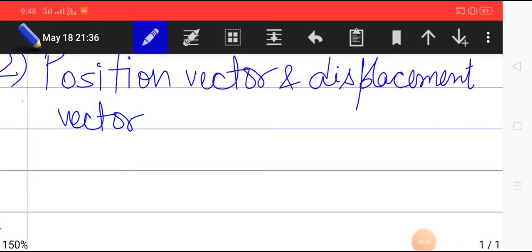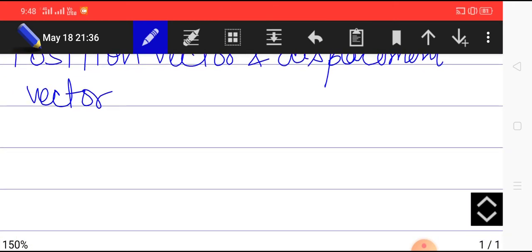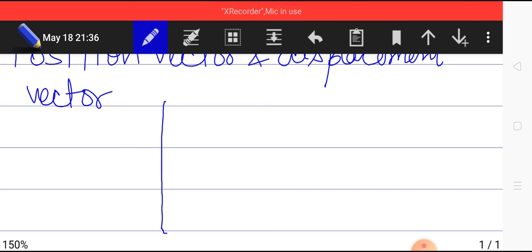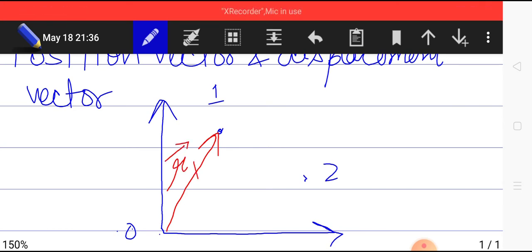Next is very important, position vector and displacement vector. Please pay close attention as I teach you position vector and displacement vectors. Consider this coordinate system, and in this coordinate system consider 2 points, point 1 and point 2. Okay, this is our origin. Now consider a vector which is drawn from the origin to point 1. This vector is known as the position vector of point 1. Let us represent it by r1. So r1 is going to be the position vector of point 1.